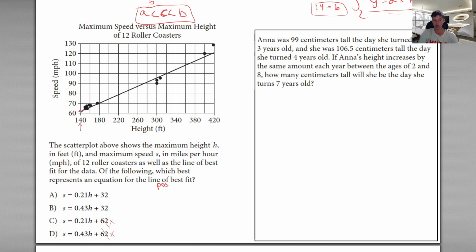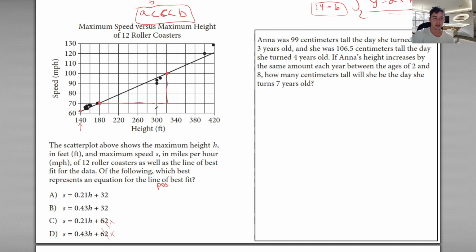We know that for sure, because it's not (0, 62). This is (140, 62), when h is 140, not when h equals 0. And we know that the y-intercept is the value of y when x equals 0, not 140. So that's a good catch to have in this problem. So we can find the slope really quickly. So getting 2 points. Let's do this one and this one. Okay, because those are the closest ones to the intersections here.